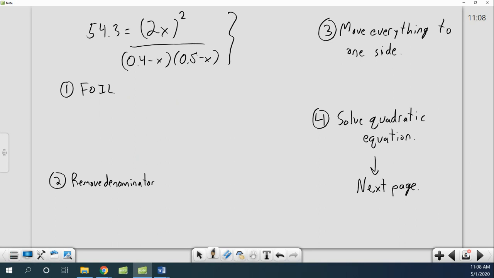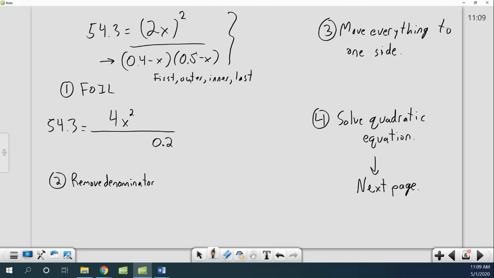First step is to FOIL it. And by FOIL, I mean I need to solve this. I do that by multiplying the first, then the outers, then the inners, and then the last ones. So my first one, 0.4 times 0.5. Well, let's rewrite this equation here. 54.3 equals 2x squared, which is just 4x squared, 2 squared and x squared. So the bottom we're going to FOIL here. First one, 0.4 times 0.5 gives me 0.2.